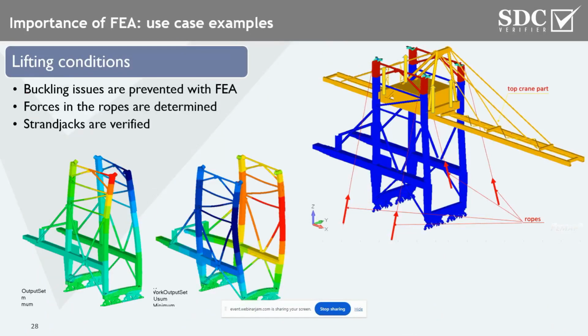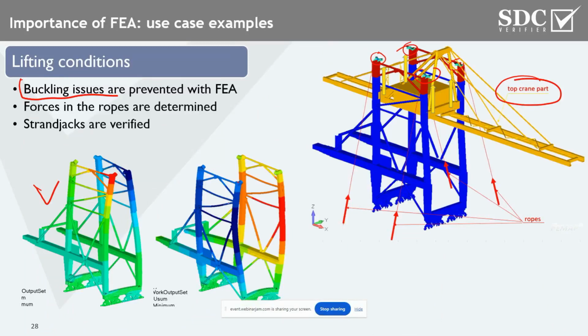Like, for example, in case of crane heightening or mounting the crane parts, you need to conduct various lifting conditions. For example, like in this case, when the top crane part is going to be lifted by the strand jacks positioned on top of the legs, with the pre-stressed ropes in the legs. So it is very challenging to account for the real deformation of the structure with hand calculation, because this is exactly what happens. So the legs start to deform sideways, creating a huge displacement and creating a high buckling risk that can be prevented with FEA.